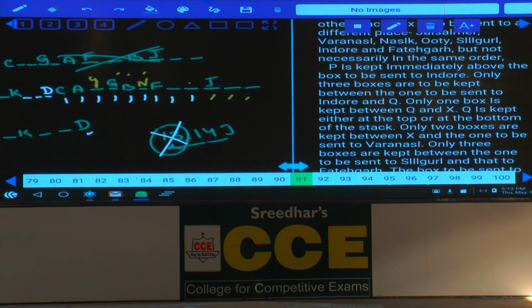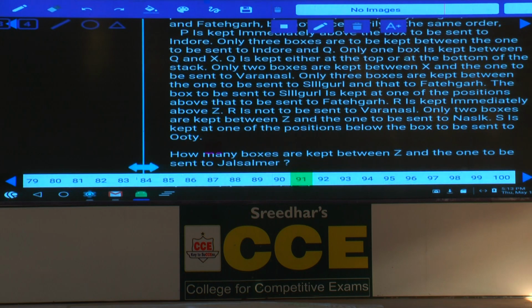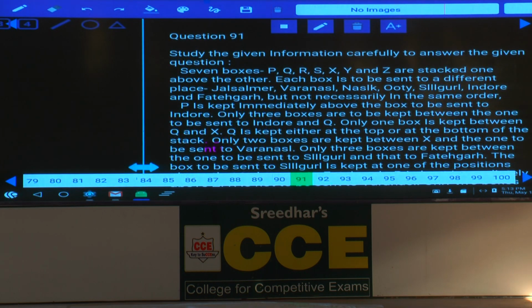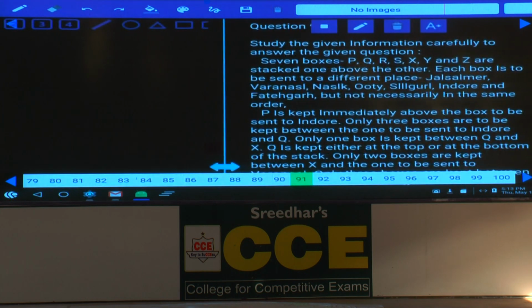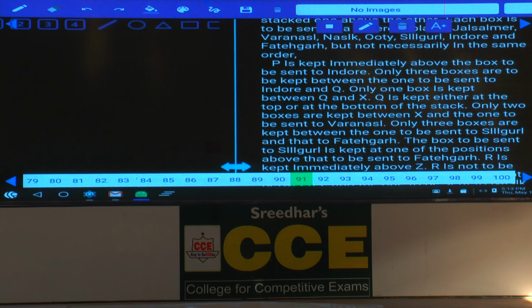Now in these questions 91 to 95, tell me what the information is here. 7 boxes P, Q, R, S, X, Y and Z are stacked one above the other. Each box is to be sent to a different place: Jaisalmer, Varanasi, Nasik and so on. And P is kept immediately above the box to be sent to Indore, isn't it? And in total we have only 7.